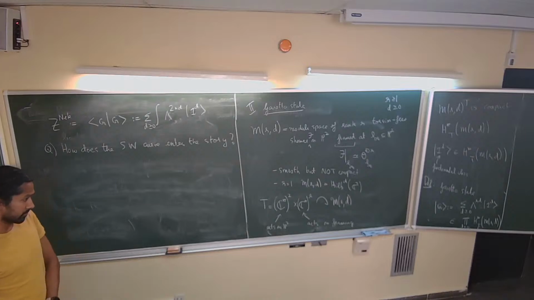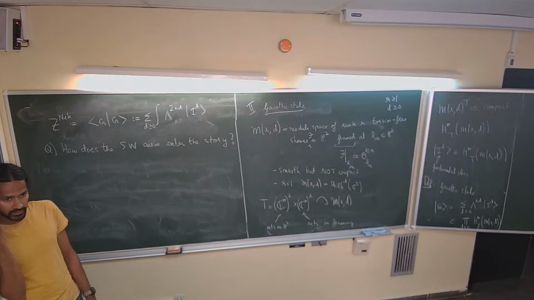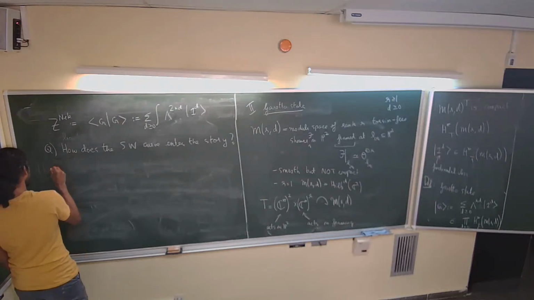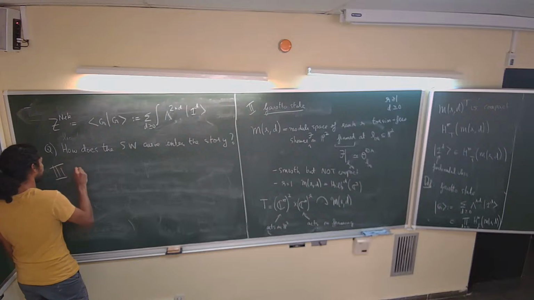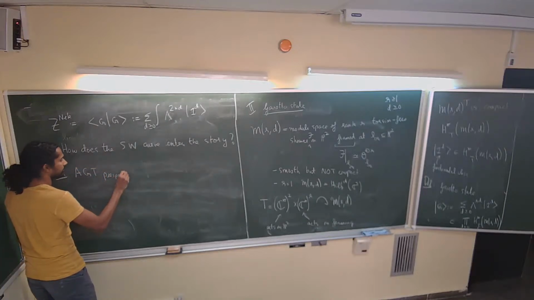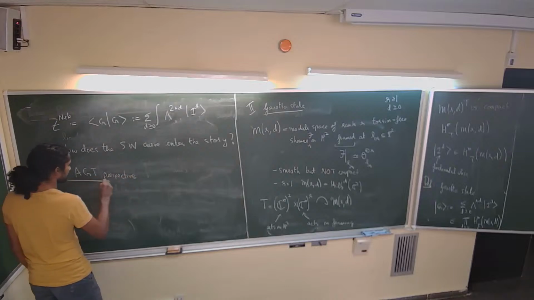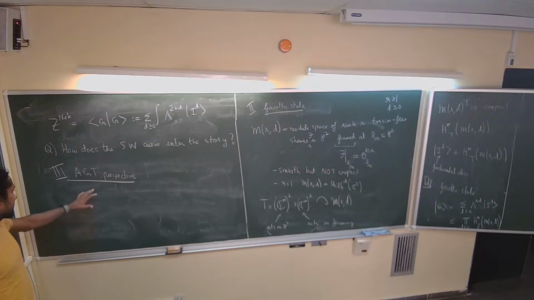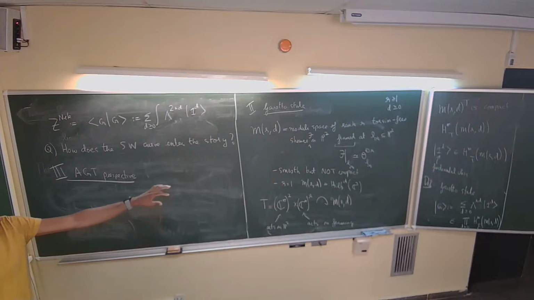There are maybe a few different answers one can give to this question, but the perspective that I want to take is the perspective of the AGT correspondence. So let me explain that. The AGT correspondence is saying that there's a duality between four-dimensional gauge theories on one side and two-dimensional conformal field theories on the other side.